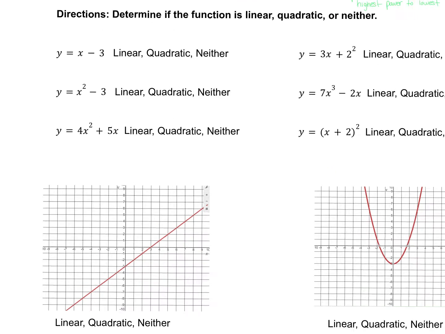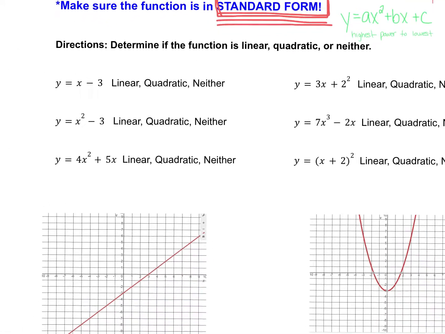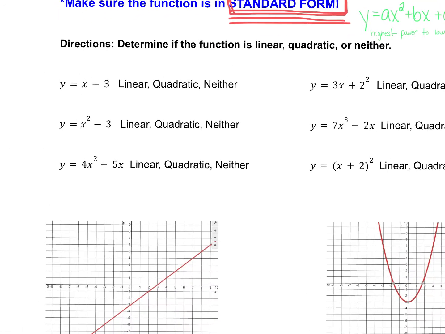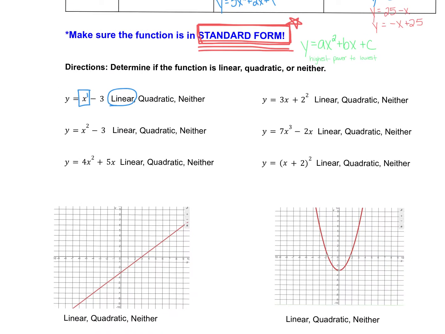Okay, let's go through some of these. Remember, I'm looking for the exponent. What's attached to the x? So in this case, I just have an x. I know that there's an invisible 1, so it's linear. On this second one, find my x. Oh, again, an invisible 1. I hope that little 2 didn't confuse you. It's linear.